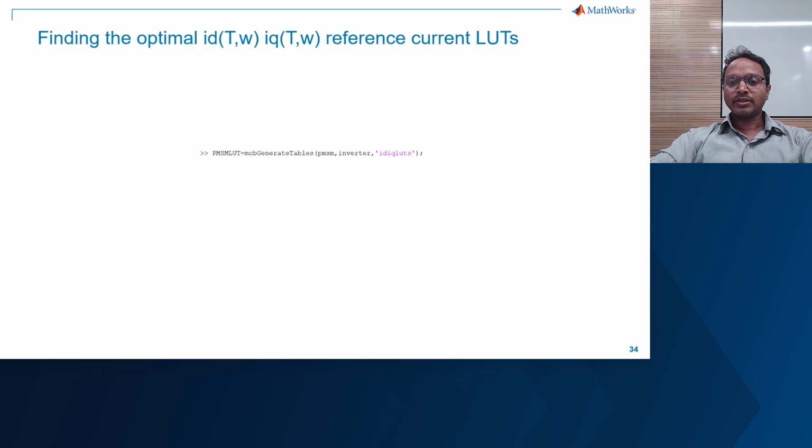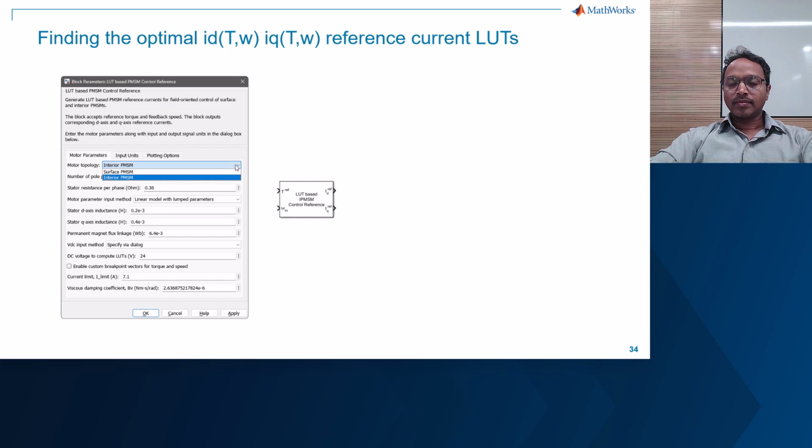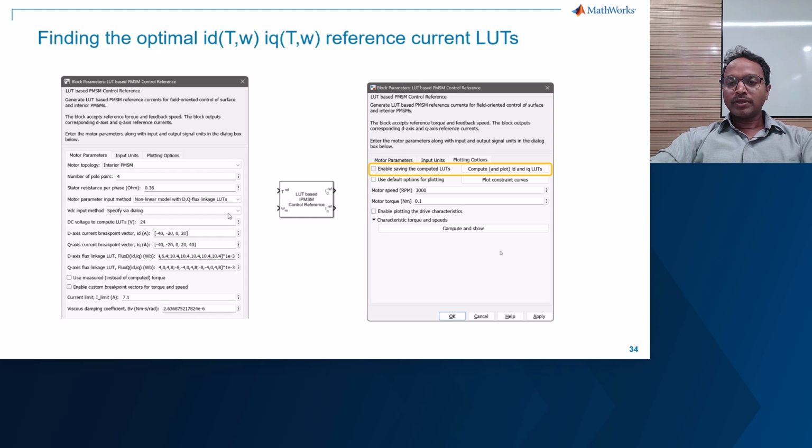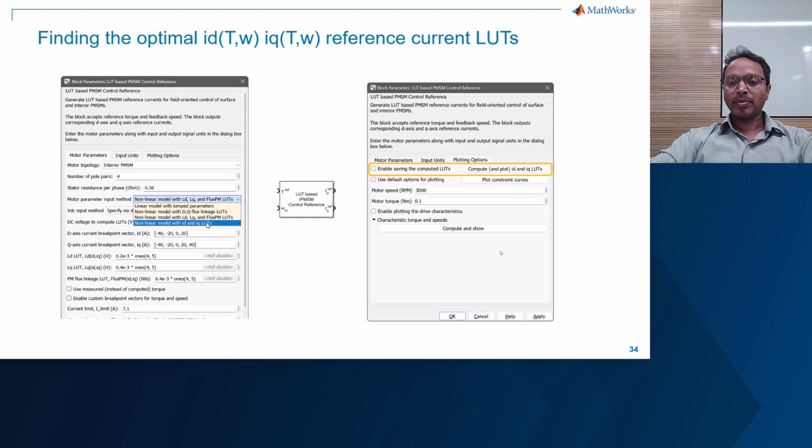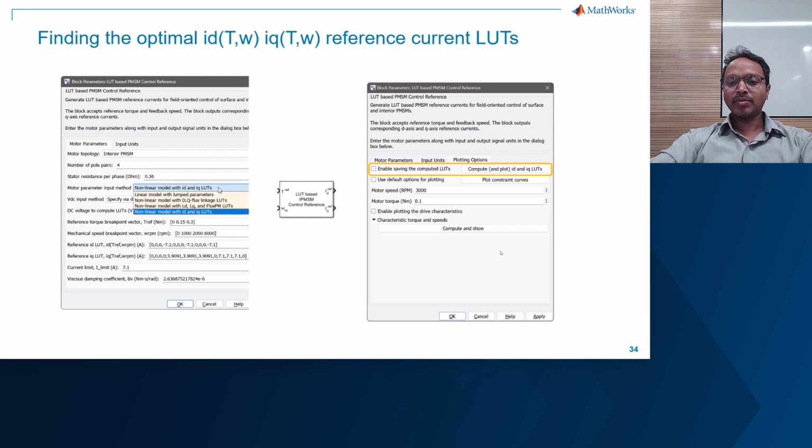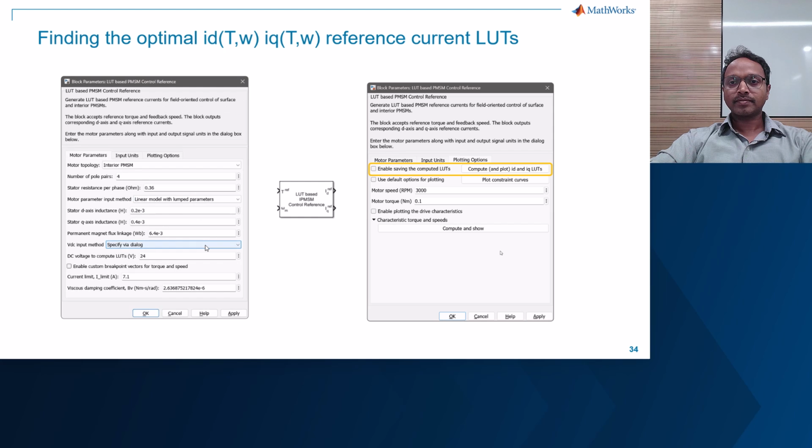To simplify this process, Motor Control Blockset also has a block called LUT-based PMSM Control Reference, which accepts the inputs in a format easily accessible to the users. The plotting options tab on the block mask also provides a way to generate the ID IQ lookup tables by clicking the highlighted buttons from the figure on the right.